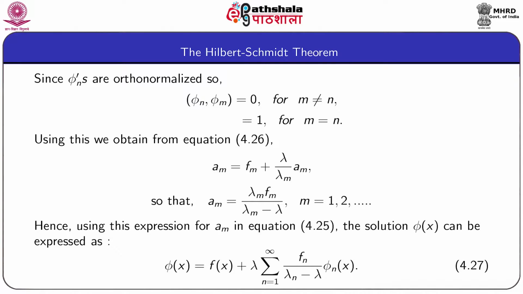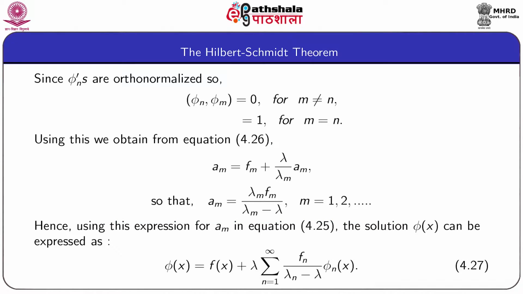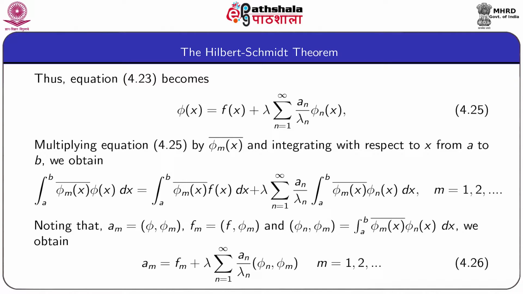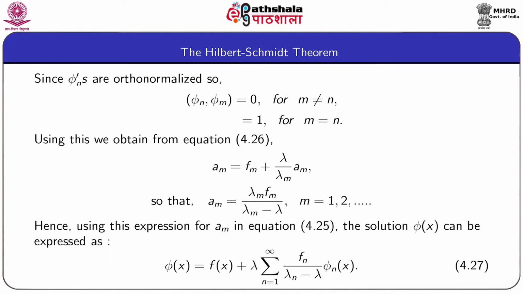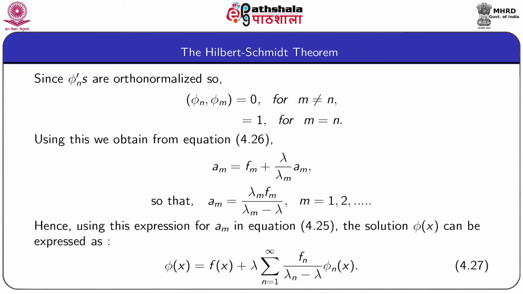Hence, we obtain from equation 4.26 am equal to fm plus lambda by lambda m into am, from where we obtain am as lambda m into fm divided by lambda m minus lambda, m is 1, 2, 3, 4, etc. So, we have obtained am, and if I substitute this am in equation 4.25, we obtain the solution of the Fredholm integral equation as phi x equal to fx plus lambda into summation n equal to 1 to infinity fn divided by lambda n minus lambda into phi nx, as given by equation 4.27.